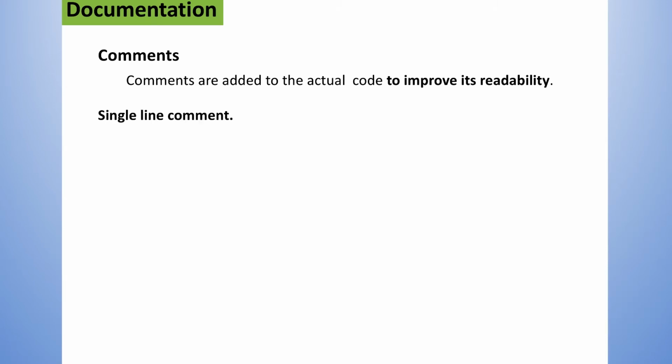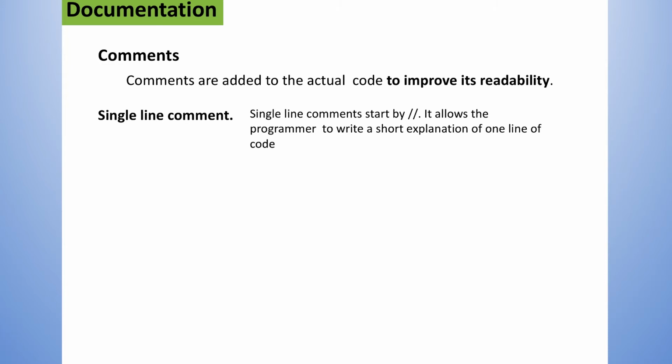There are two types of comments you can add to your code. One is a single line comment, where you add one line saying this describes this or that, and you need to start it with two slashes. You see them there. This allows the programmer to add one line describing something in human language, not in computer language.